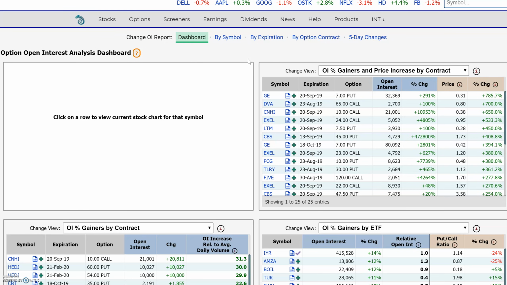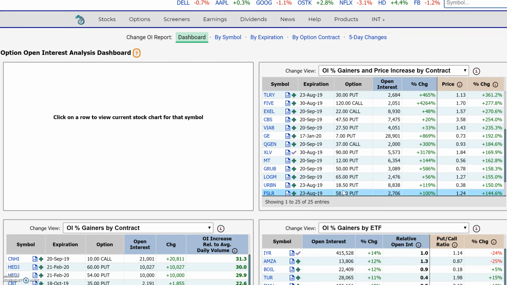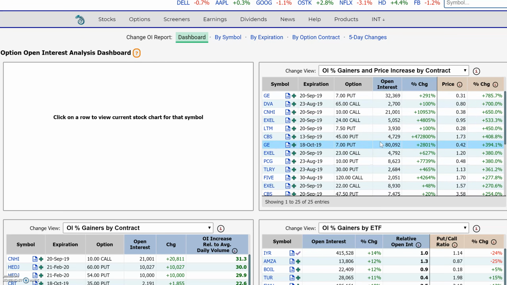I wanted to quickly show you how you could use the open interest analysis dashboard page. And over here what we have is 3 different window views that you could change to really assess how the open interest changed from the previous day and where options traders are increasing their bets. And the first one over here is just set to the open interest where there were big percentage gains and there was also a price increase in the option contract.